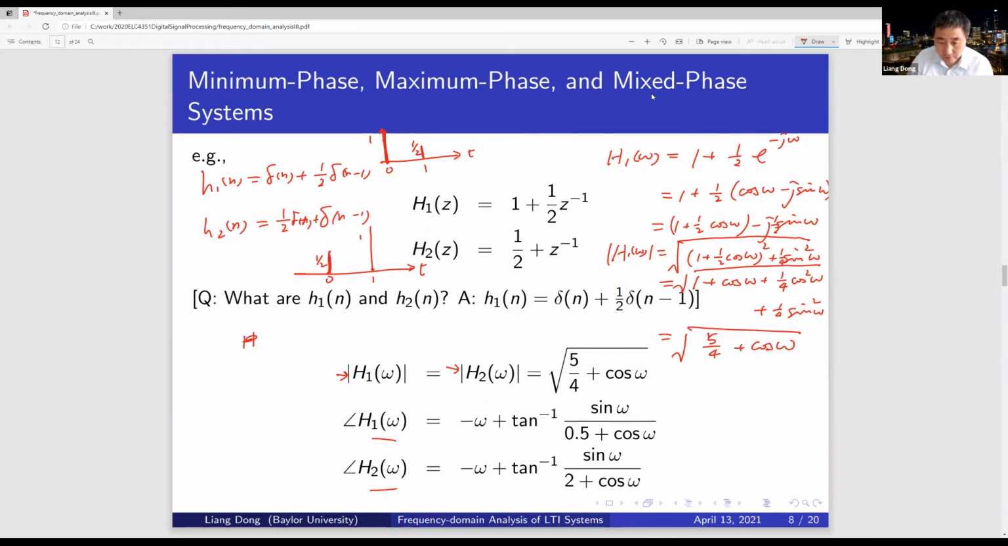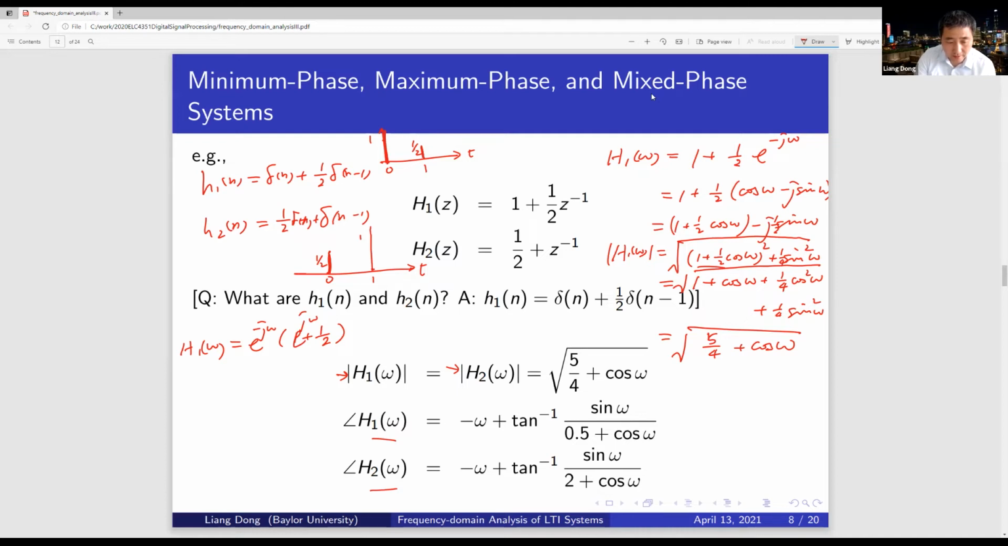Now, how to look at those two phases? Well, the phase in this case, you can either work directly on this real part and imaginary part, or what I can do is write H1 of omega equals e to the power of negative j omega times (e to the power j omega plus 1 over 2). I'm simply moving e to the power negative j omega to the front, out of this parenthesis.